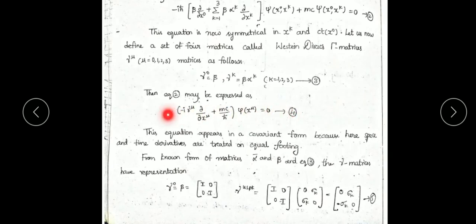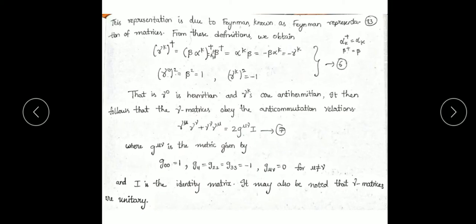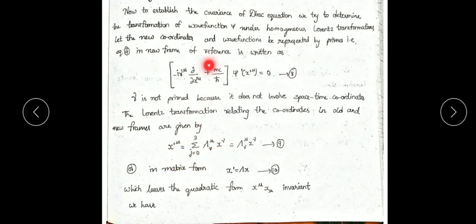That is equation 4. The previous equation is minus i gamma mu dou by dou x mu, mc by h bar, xi. The only thing is that in the place of x mu we have x dash mu, and in the place of xi, xi dash, and the gammas would not be changing their form. Hence we get this form. Here it is mentioned that gamma is not primed because gamma matrices do not involve space-time coordinates. On transformation, the space and time coordinates change their form, so we are priming them here.